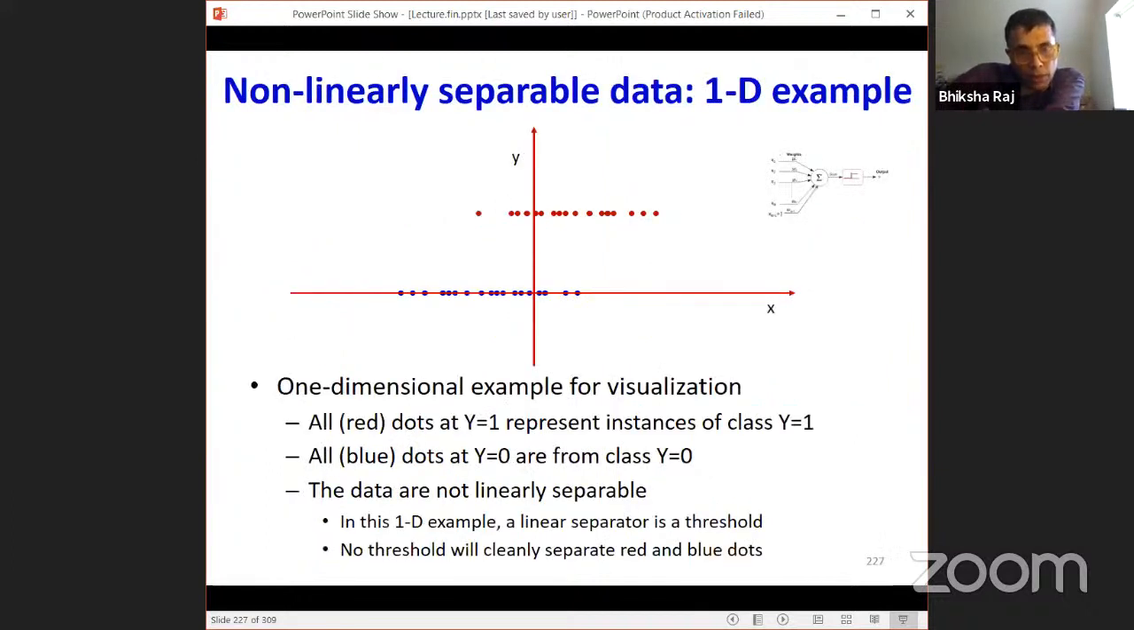Now, to understand what this means for us when we're working with neural networks, it's more convenient to back off to a one-dimensional example for visualization. So here the data are all just one-dimensional. Every instance over here is either class 0 or class 1. So these are all the class 0 training instances, and these are all the class 1 training instances. For one-dimensional data, the linear separator is a threshold. And we can see that there is no threshold that clearly separates the blue class from the red class.